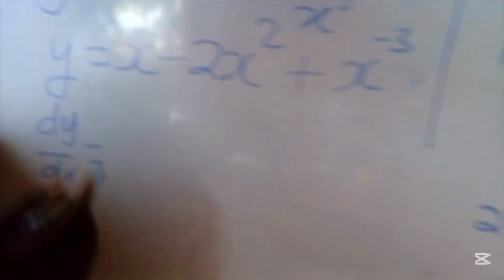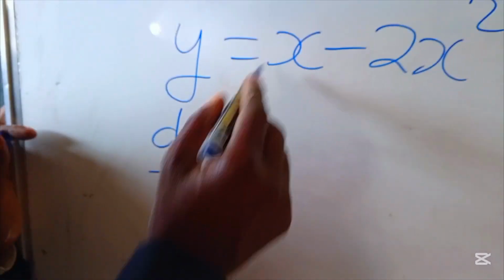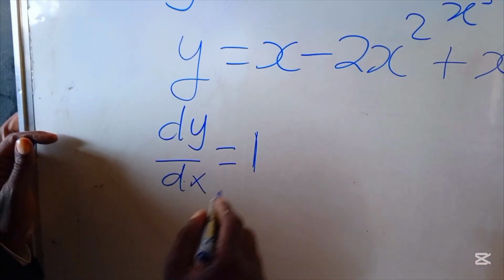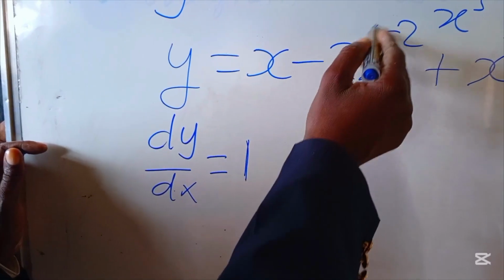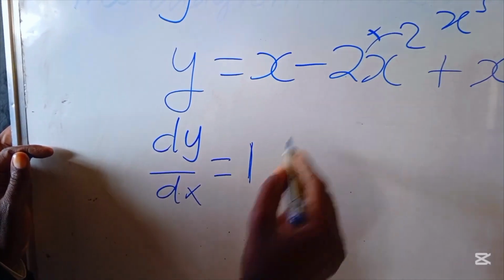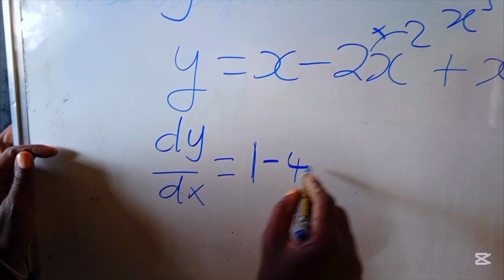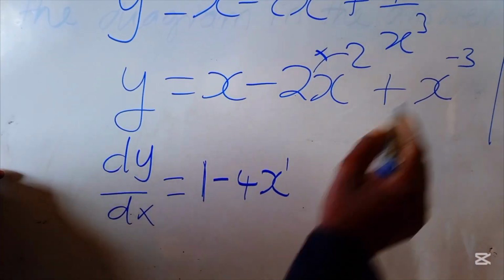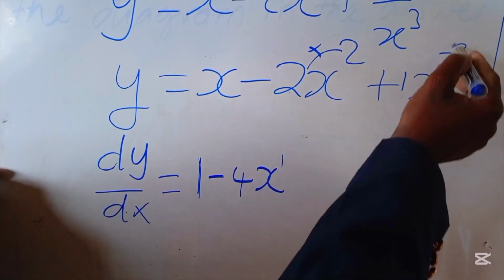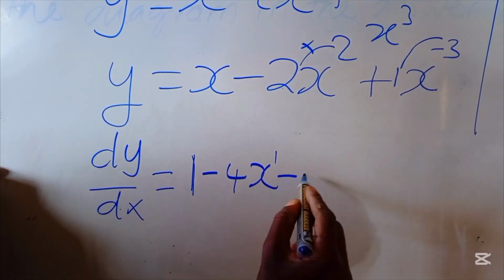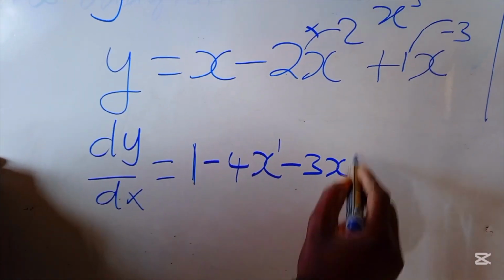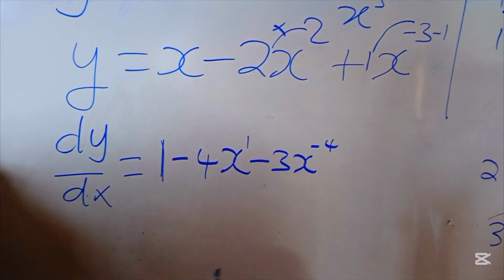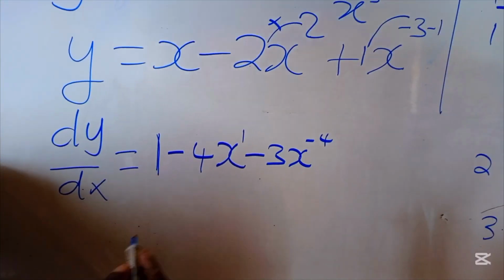Coming back to what we have said, dy/dx of x is always 1, which I've already explained. And then from there I will multiply: 2 times 2, it will be negative 4, and the power is reduced by 1, becomes 1. And for this one, negative 3 times 1 will be negative 3x, and subtracting 1 from the negative power I get negative 4. It means I've differentiated.